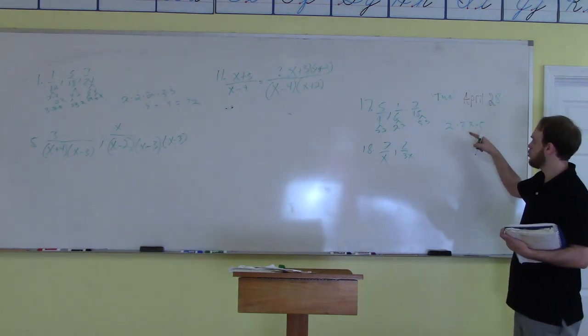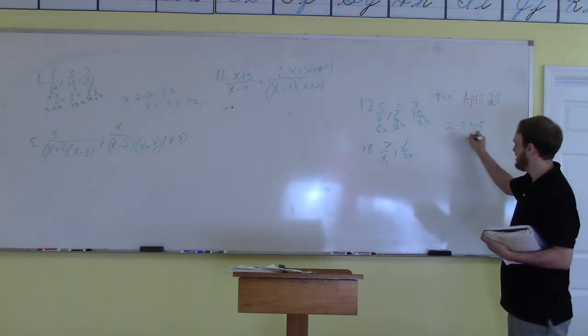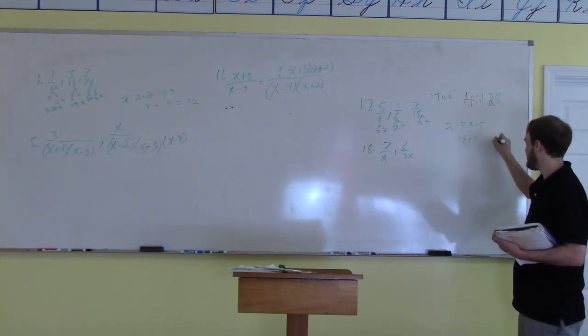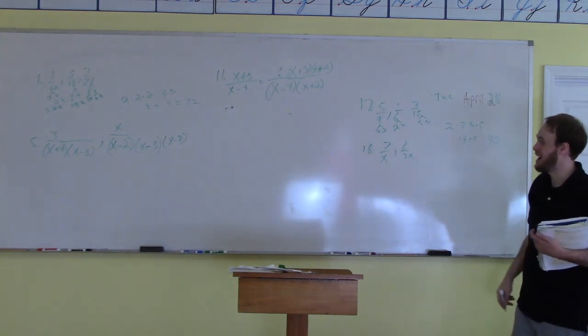And so then you just multiply. 2 times 9 would be 18. And then 18 times 5 would be 90. And so our common denominator would be 90.